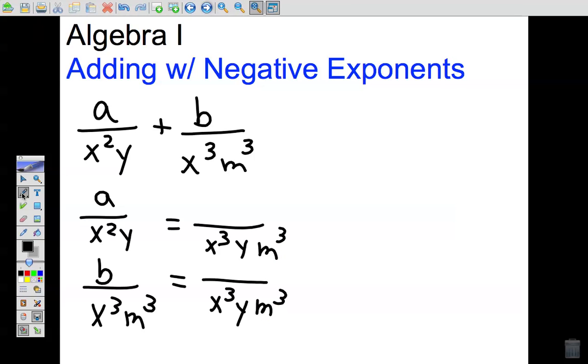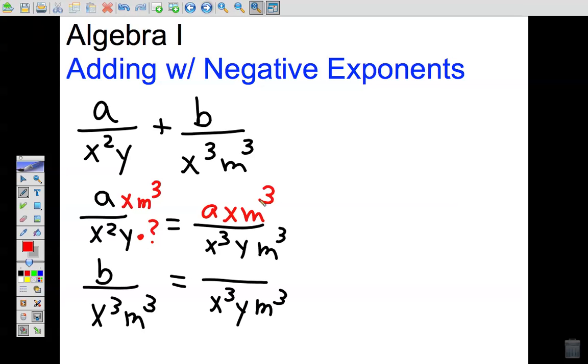And then we found our numerators. So in the top numerator, let's see, x squared y times what is the x cubed y m cubed? And what are we missing? Well, we're missing an x and we're missing an m cubed. So I've got to multiply the top by that. So we have an x, a x m cubed.